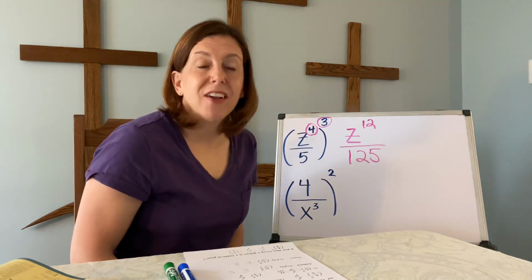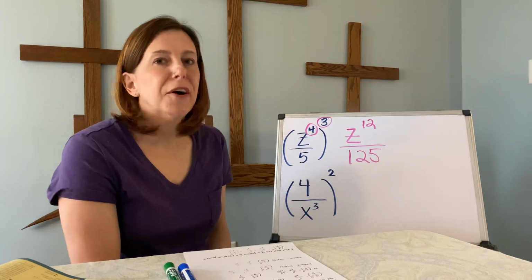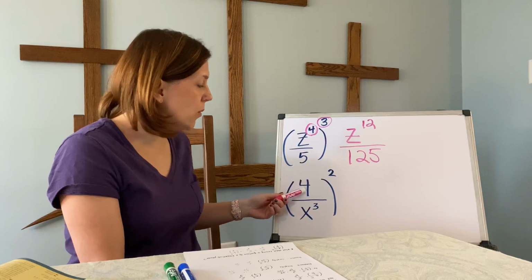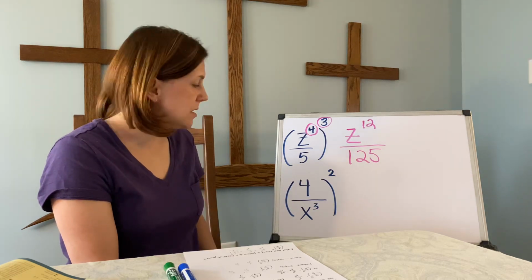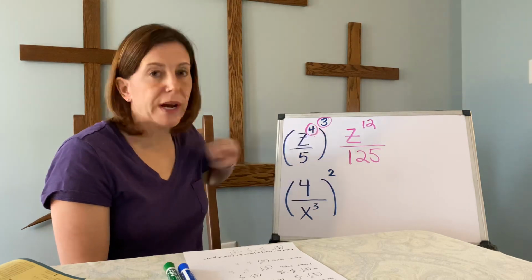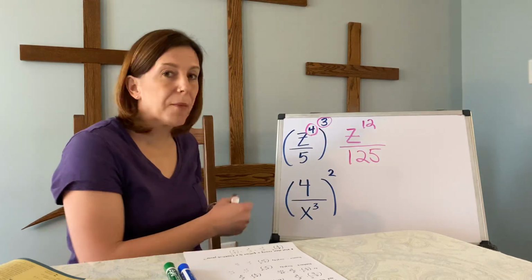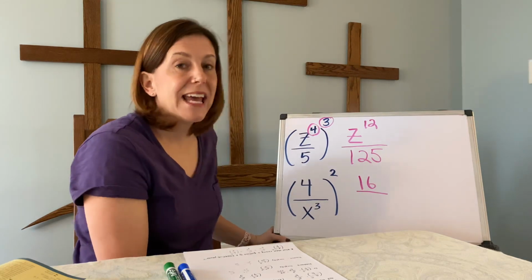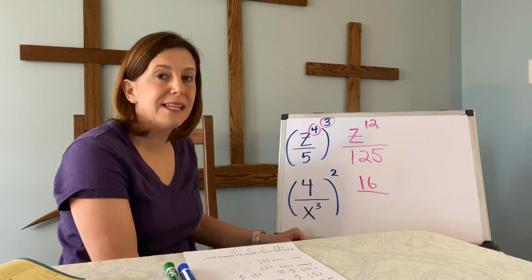So if you are here again, that means you've done this problem on your own, and we're just going to quickly go over the answer. In this problem, I have 4 divided by x cubed, all being squared. That means I need to square my numerator, which gives me 16, and I need to square my denominator.